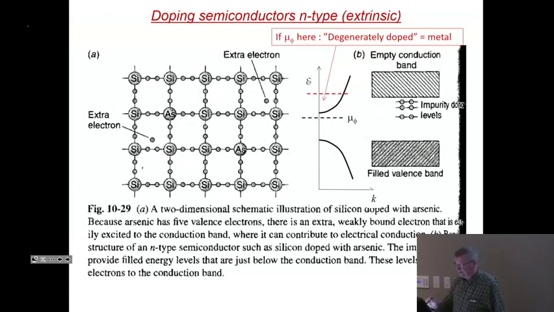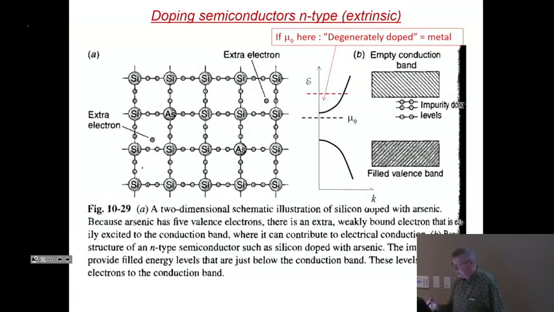That is to say, if you replace one silicon here by one arsenic, which has two s electrons and 3 p electrons, you have one extra electron that is not taken by the binding to the neighboring silicons. That extra electron can just float freely through the lattice. Floating freely through the lattice means it goes into the conduction band.